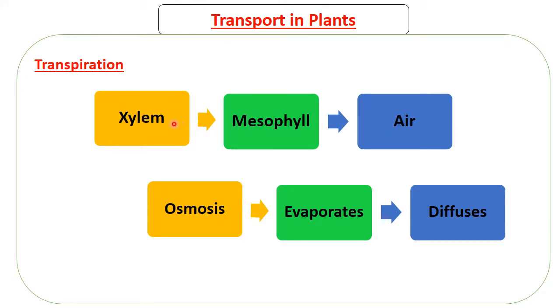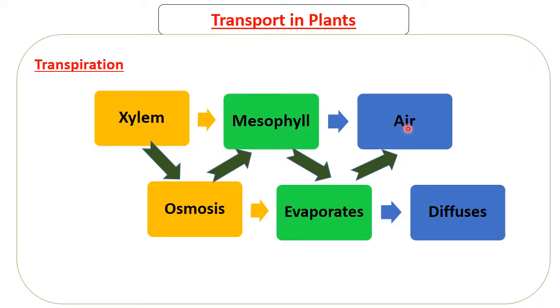So water doesn't move from the xylem to the air; it has to pass through the mesophyll. The mesophyll is where the stomata are, and that's where water is going to diffuse out of the leaf to the air. So from the xylem to the mesophyll, water moves through the process of osmosis. From the mesophyll to the air, water evaporates out of the stomata to the air. So that's how water moves from the mesophyll to the air.